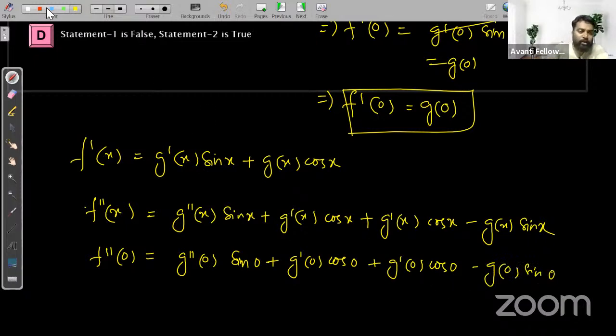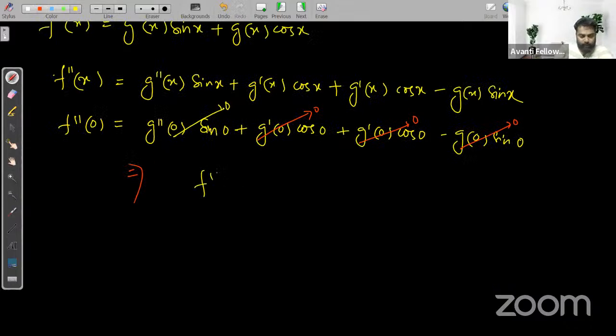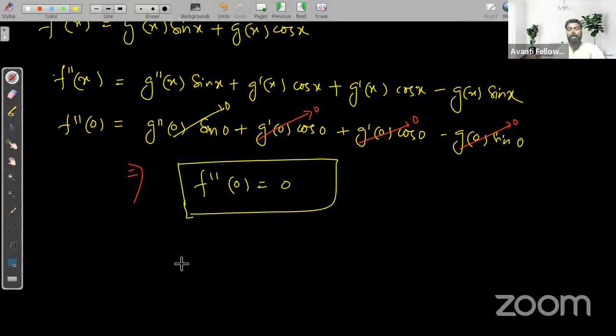So you can see here, sine 0 is 0, so this becomes 0. g dash 0 is 0, it is given. This is also 0, this is also 0. So finally we are getting f double dash of 0 as 0, right? Now come to the left hand side of statement 1.